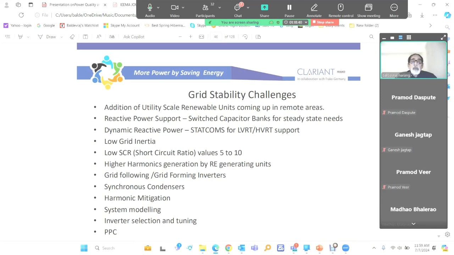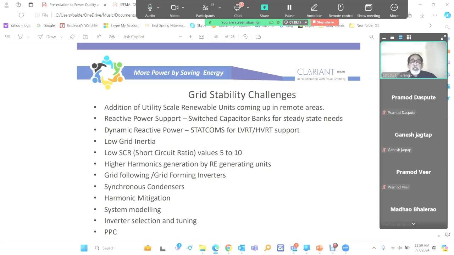So then they made it compulsory that at least 33% reactive power is required when you are commissioning a wind plant or a solar plant. Say 1000 megawatt means 330 MVAR. You have to have this reactive power support within the plant itself. 33% is the requirement today for adding a renewable plant to the grid.